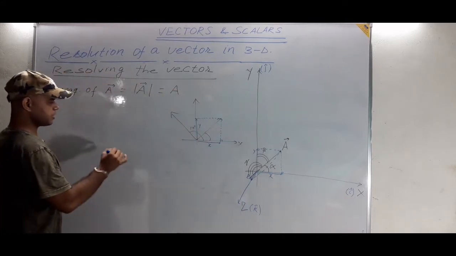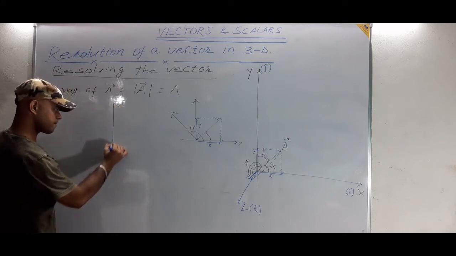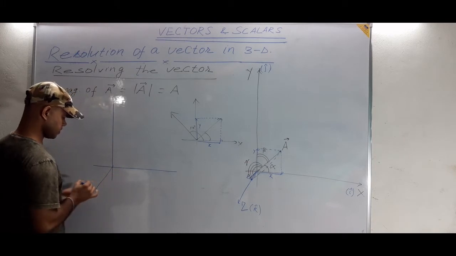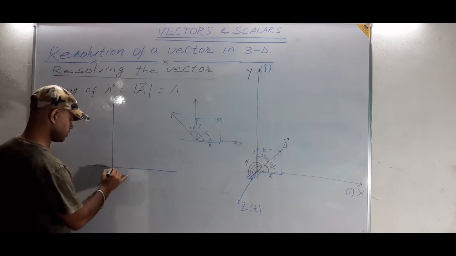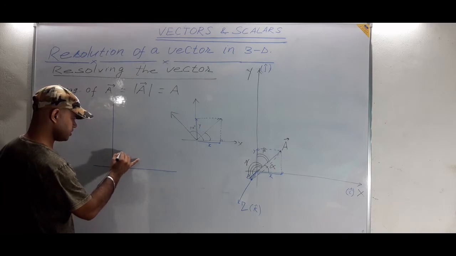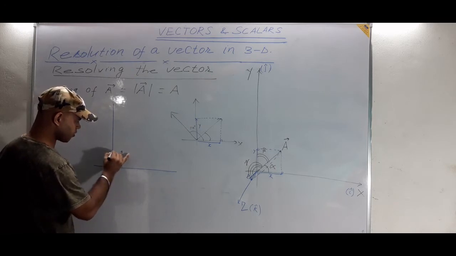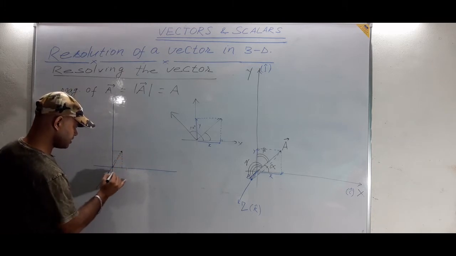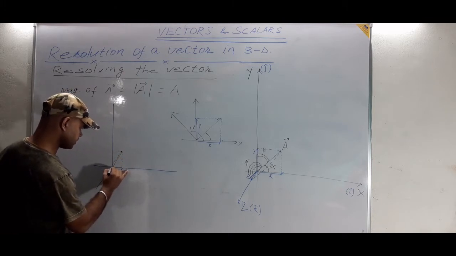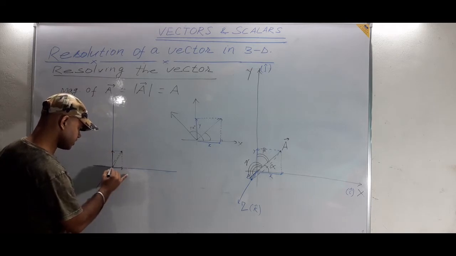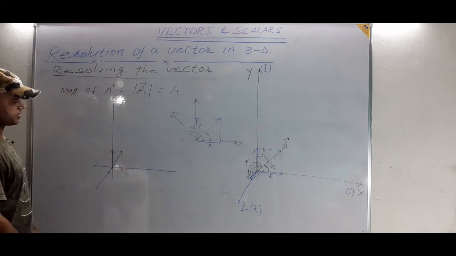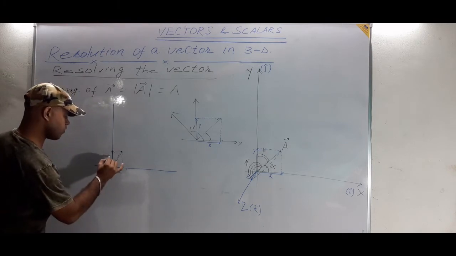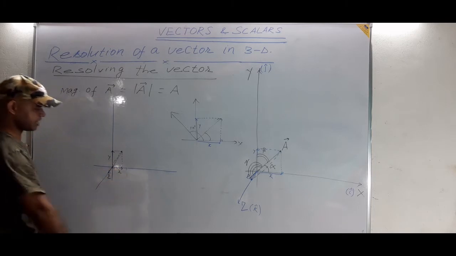Let me draw it here once again. This is the vector, right? So I have dropped a perpendicular on x, dropped a perpendicular on y, and dropped a perpendicular on z. So this is my x component, this is my y component, and this is my z component. Are you getting it?